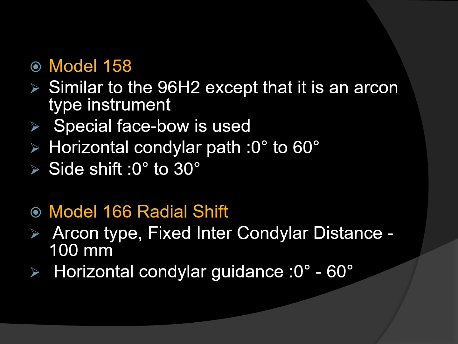Then the Model 166 radial shift was introduced, which is again an Arcon type with fixed intercondylar distance of 100 millimeter, and here the condylar guidance was designed to incorporate a curved immediate shift, or the radial shift, with an adjustable progressive Bennett angle, and the horizontal condylar guidance adjustment was from 0 to 60 degrees.